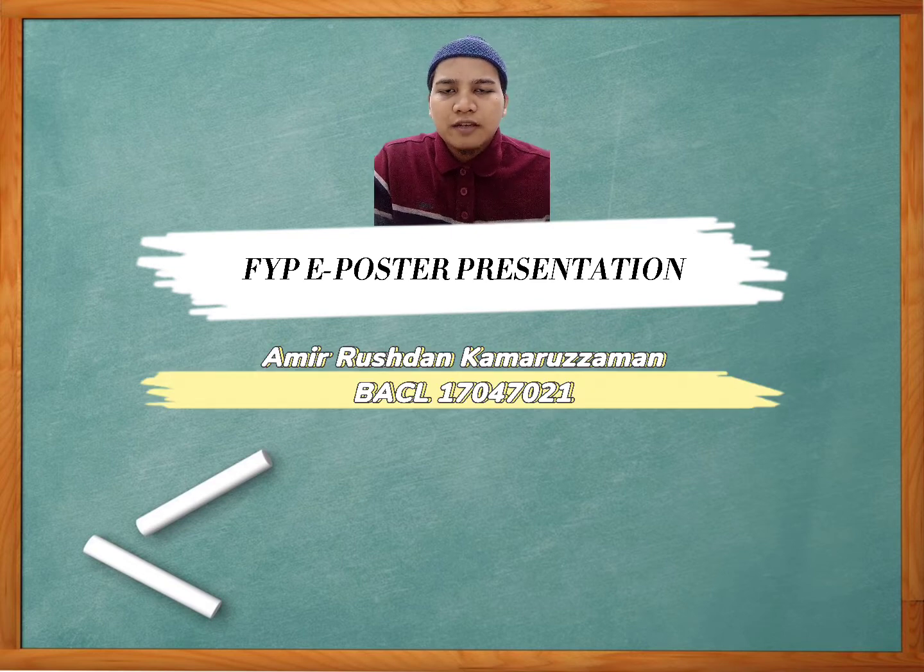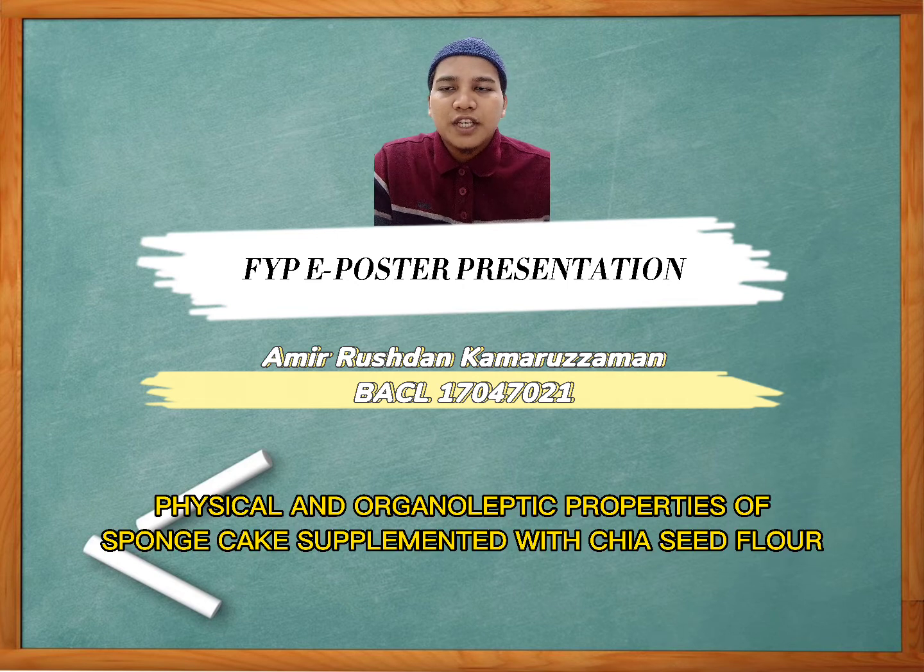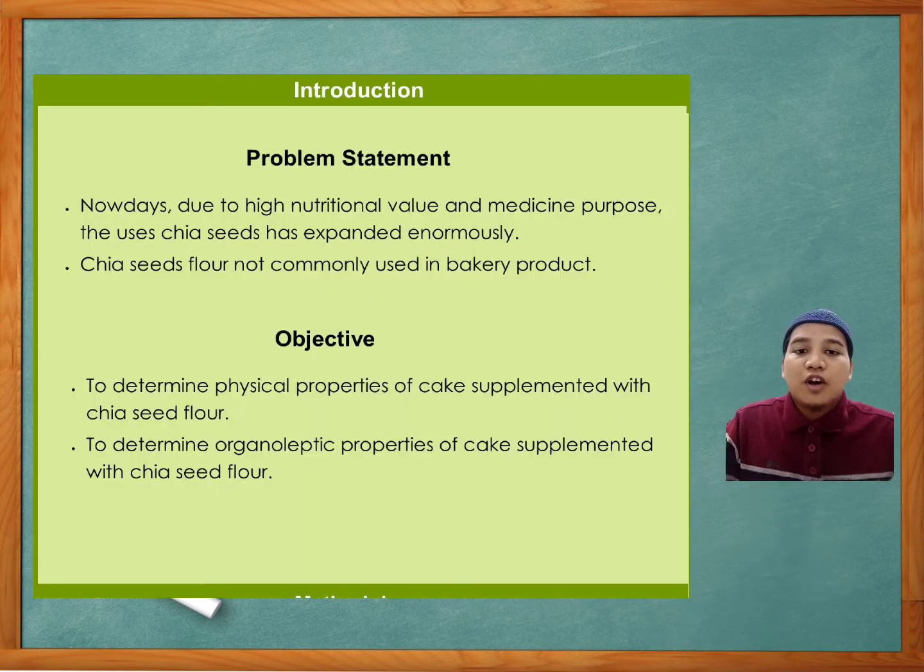Today I want to present my final year project poster, entitled Physical and Organoleptic Properties of Sponge Cake Supplemented with Chia Seed Flour. For my introduction, firstly, my problem statement. As we know, nowadays chia seed has expanded widely because of its high nutritional value and for medicinal purposes. Next, chia seed flour is not commonly used in bakery products, so it can alter the texture of cake.